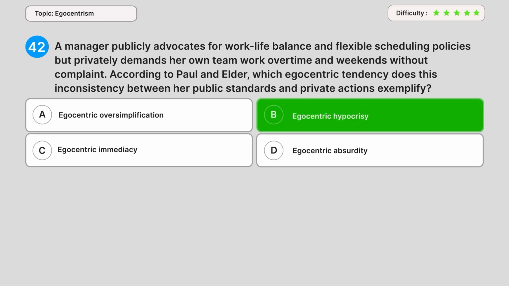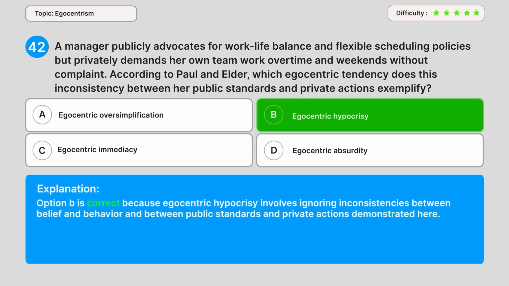Correct answer, B. Egocentric hypocrisy. Explanation. Option B is correct because egocentric hypocrisy involves ignoring inconsistencies between belief and behaviour and between public standards and private actions demonstrated here.